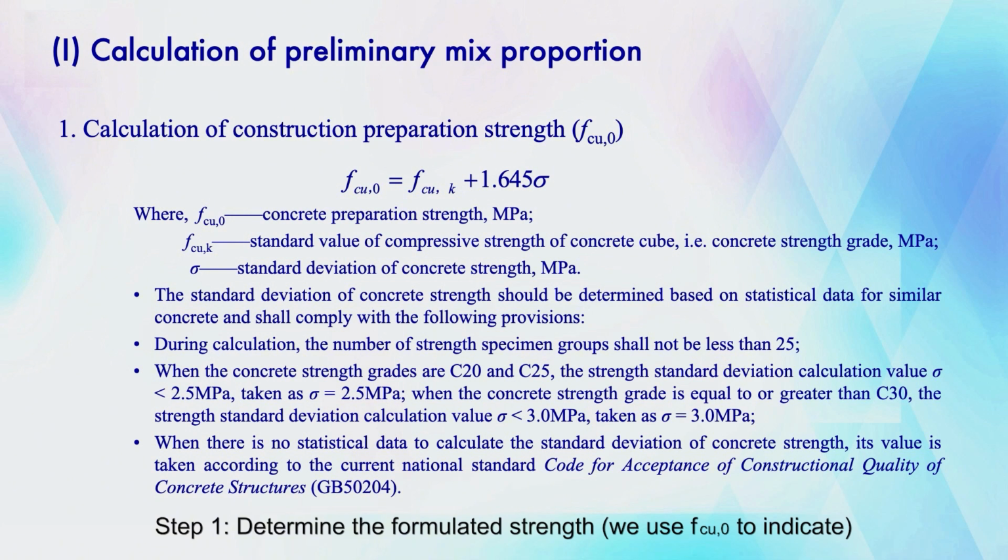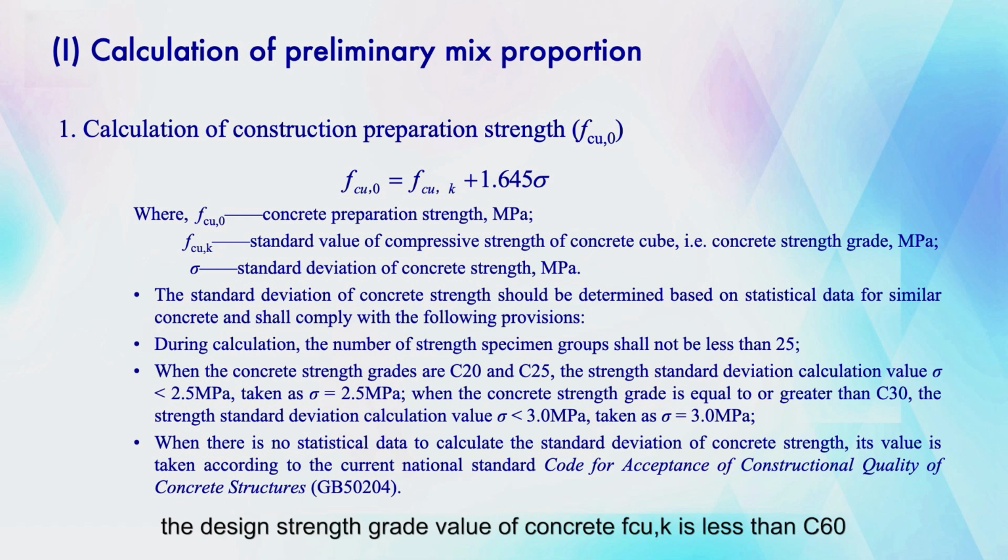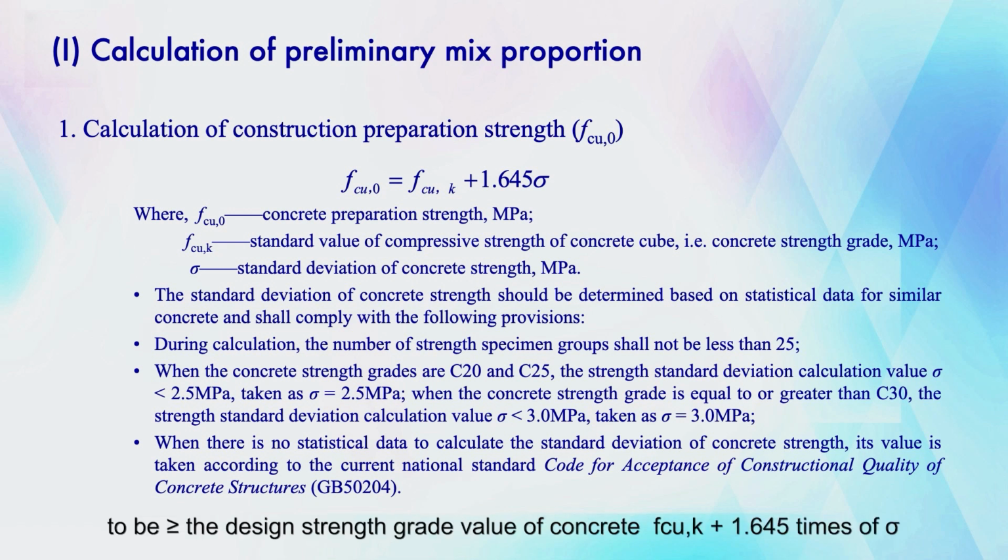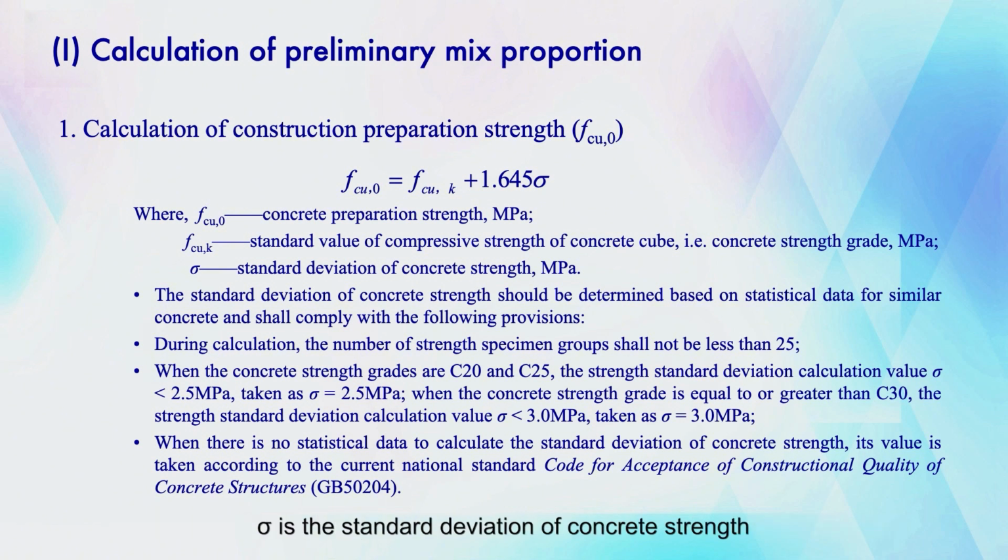Step 1. Determine the formulated strengths. We use fcu,0 to indicate. First, when the standard value of concrete cubic compressive strength, i.e., the design strength grade value of concrete fcu,k, is less than C60, the concrete formulated strength fcu,0 is required to be equal to or greater than the design strength grade value of concrete fcu,k plus 1.645 times sigma. Sigma is the standard deviation of concrete strength.